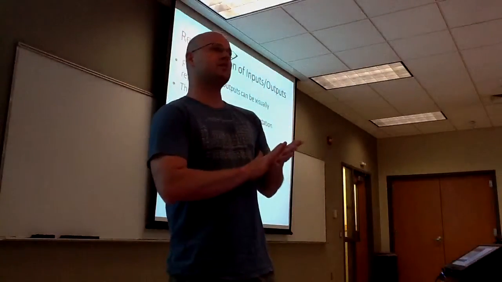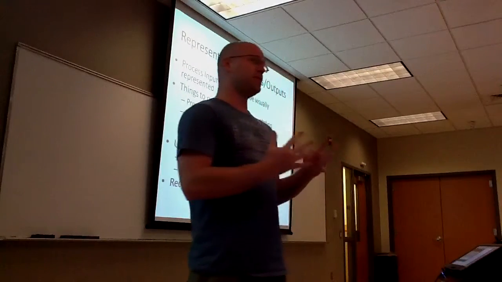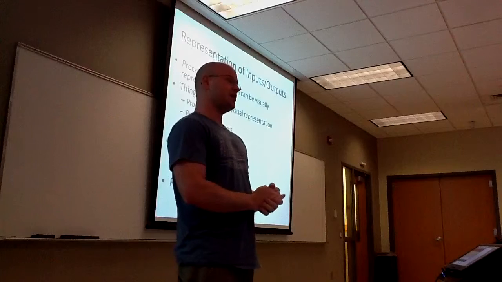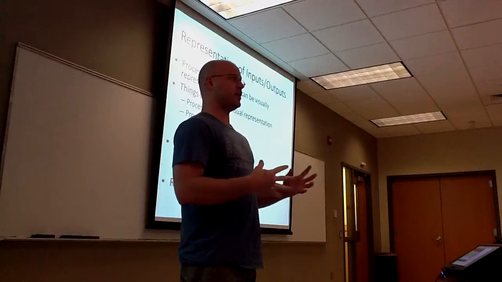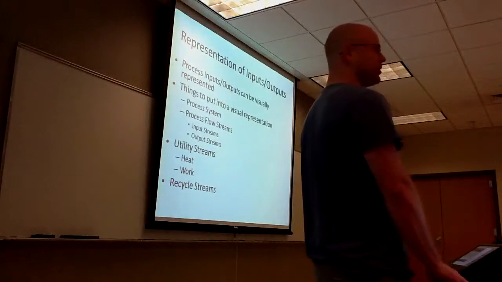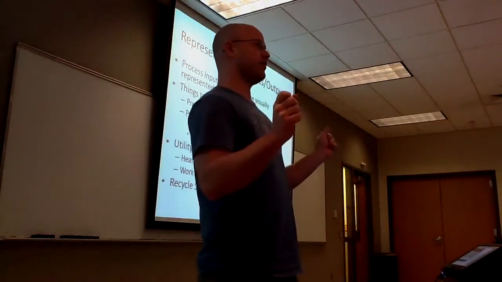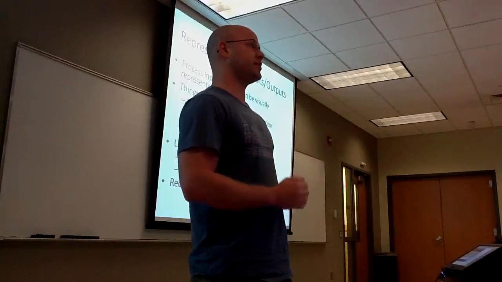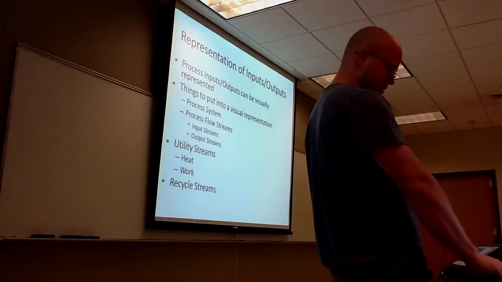When you're representing process inputs and outputs, you want to do it visually. Things you want to put in your visual representation are an overview of your process system, process streams like your input and output streams, utility streams to show where your heat and work are going, and any recycling streams. Recycling streams are really important because they alter your input streams. You're basically cutting into your input and output streams, so recycle streams affect the mass balances of your system and can also redistribute energy, so you need to pay special attention to them.